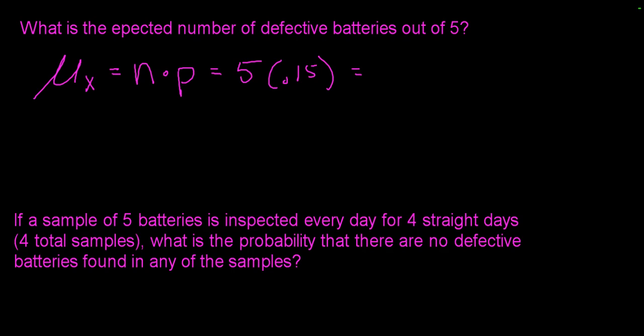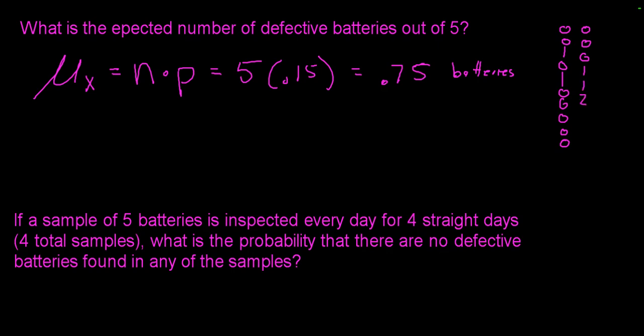It's 0.75. Now, a lot of people will say, well, you can't have 0.75 batteries. Yeah, but this is an average in the long run. If I were to grab 5 batteries and count how many were bad, you know what's going to happen most often? 0. If I do it again, maybe 0. Do it again. Okay, 1. Do it again, 0. Do it again, 1. Do it again, 0. Do it again, 0. If I keep grabbing 5 batteries and looking at how many are defective, I'm probably going to see a lot of zeros and a couple ones.